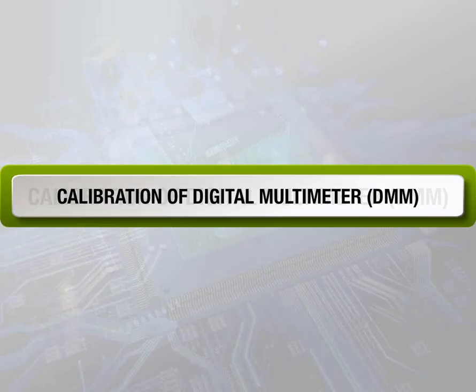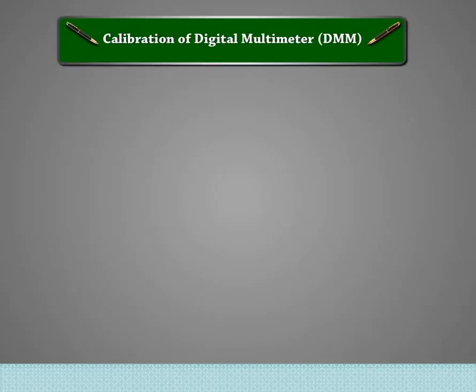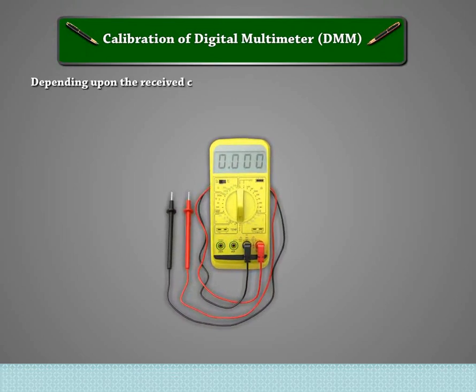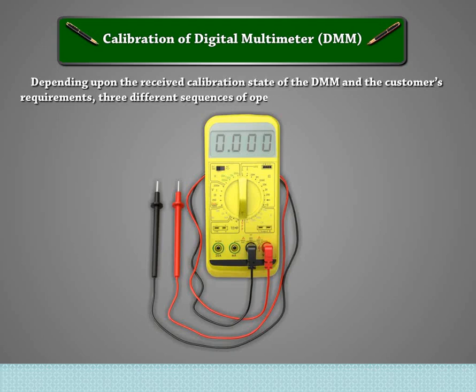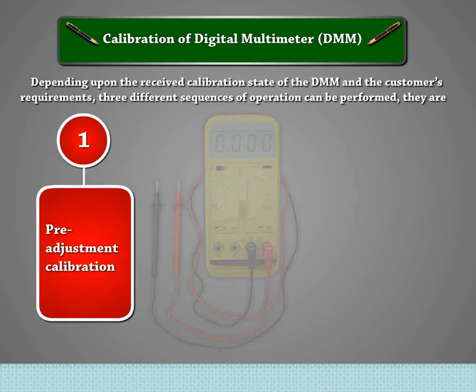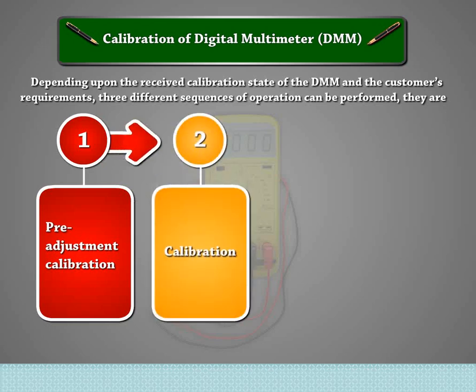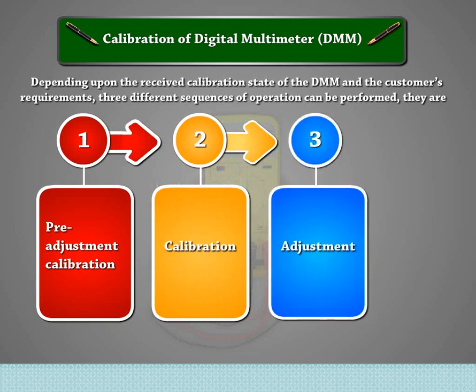Calibration of digital multimeter. In this video, we are going to see about the calibration of a digital multimeter, that is DMM. Depending upon the received calibration state of the DMM and the customer's requirements, three different sequences of operations can be performed. They are pre-adjustment calibration, calibration, adjustment.